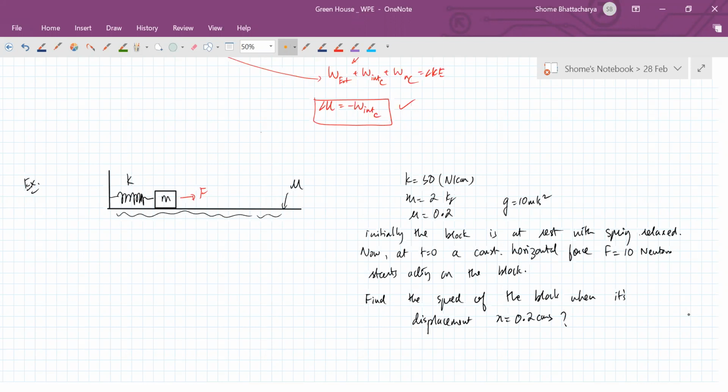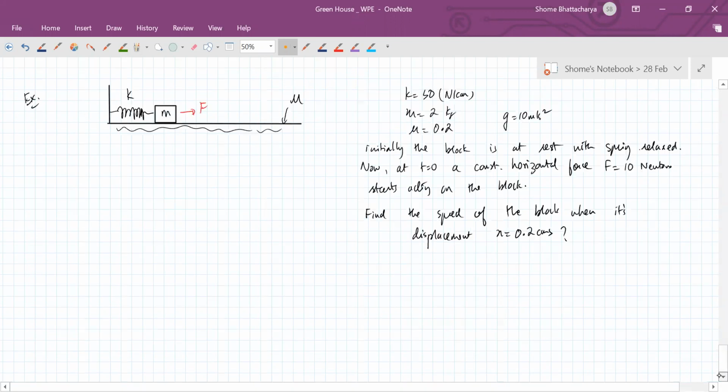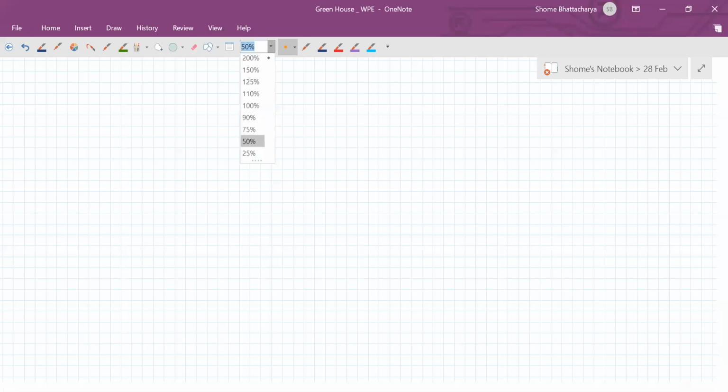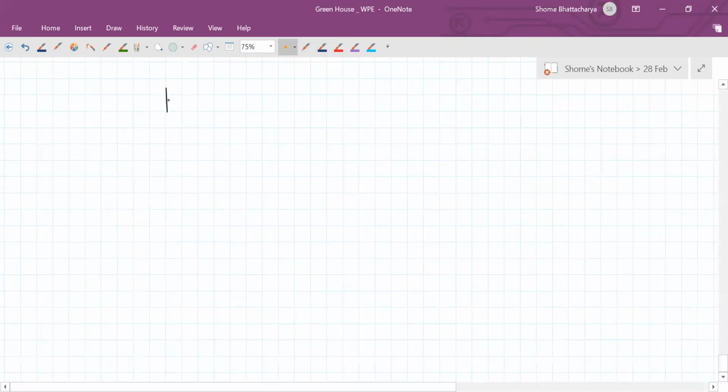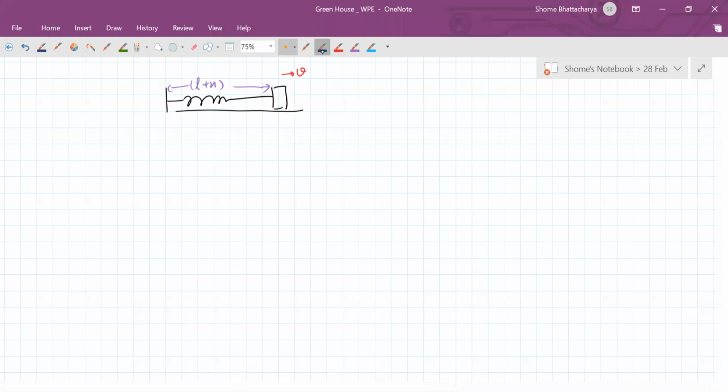Okay, so let us see how we can apply the approach of either thing. As the block is moving, let's say after some time it has reached a state where the spring is extended by L plus X and the block has developed a speed V because of the application of this external force F.